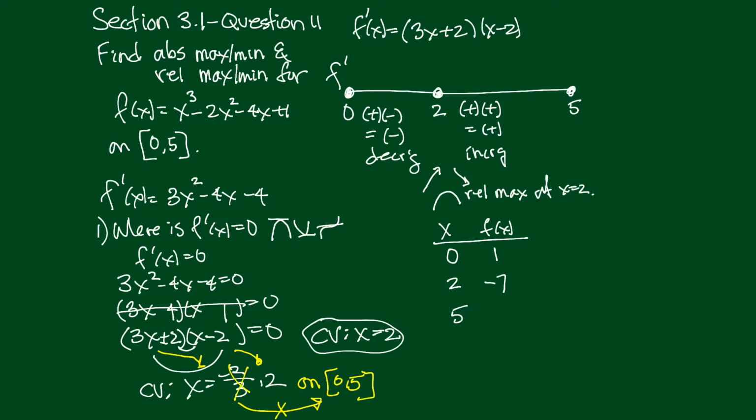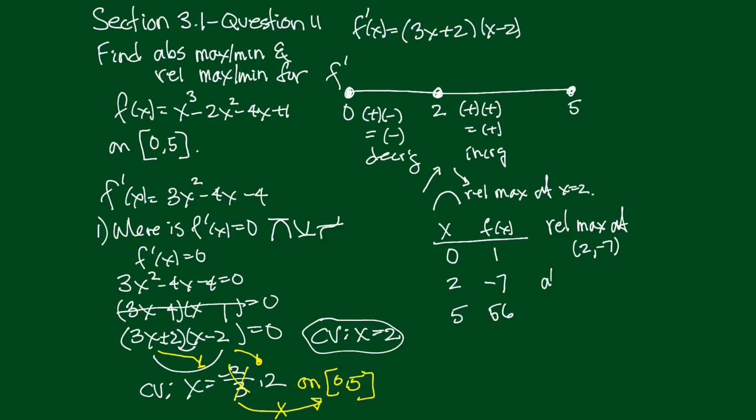And then put in the 5. Now, this is a calculator problem. I'm going to get 5 cubed minus, all this. On my calculator, when I did that, I got 56. So here's what I'm going to conclude. I'm going to conclude we have a relative maximum at 2 and negative 7.